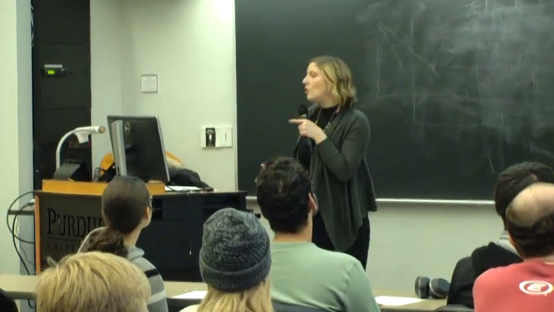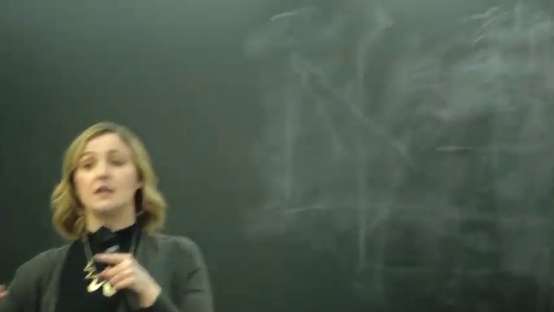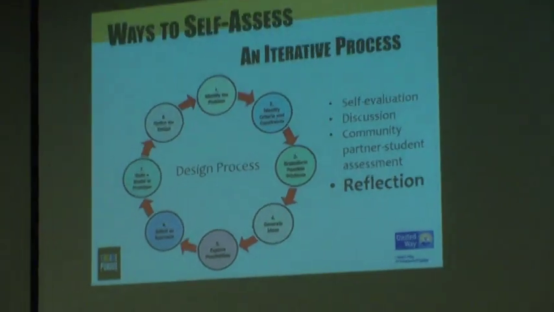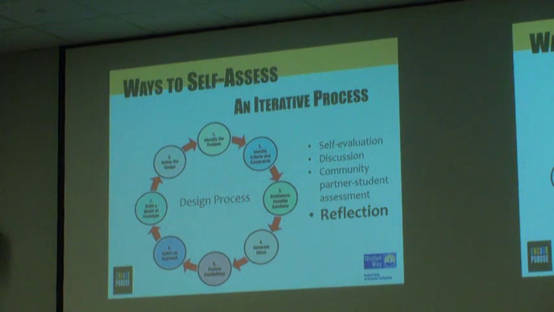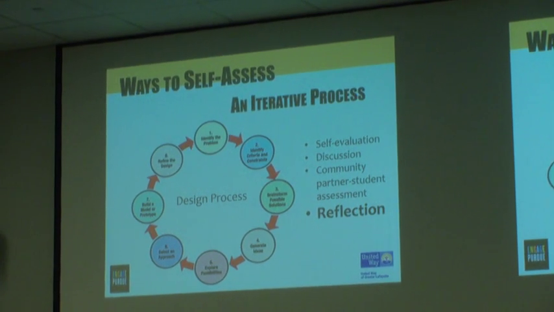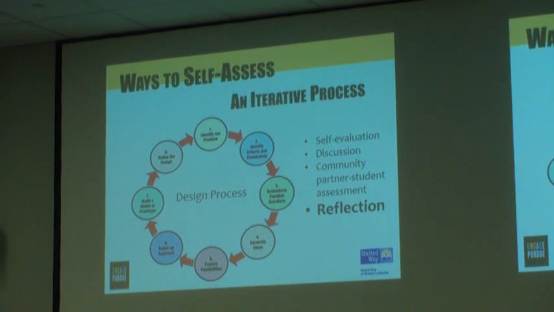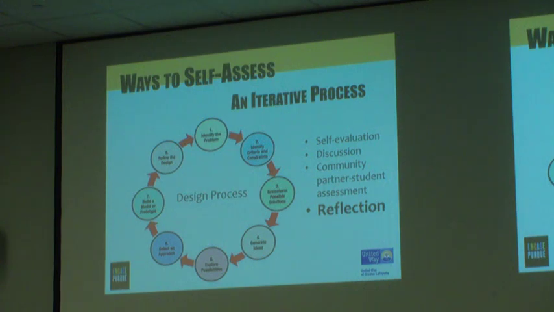So this leads us nicely into thinking about ways to self-assess. We have the whole design process, which is iterative. You identify your problem and your constraints, you're brainstorming, generating ideas, prototyping and then seeking feedback, refining your design, and it circles over and over. So when we're thinking about self-assessing with positionality, we have self-evaluation, which we're doing right now, but that also leads into discussion, community partner and student assessment, and reflection. Basically, we're asking you to think about where positionality and reflection on this positionality can fit into your design process as you are cycling through it in multiple phases. So for here, I'll hand off to Amy.